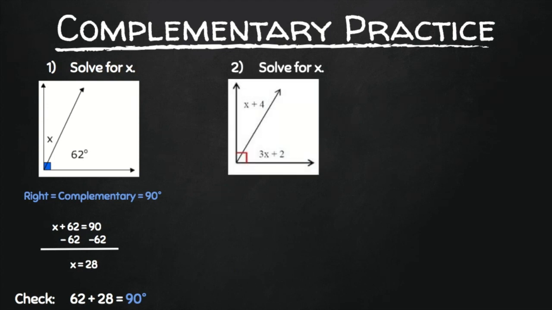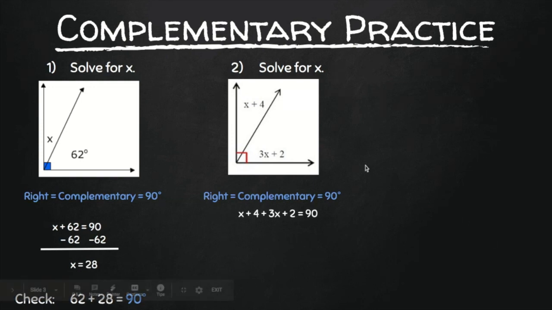This next problem is a little bit more challenging, but I think it's important to continue to challenge you guys right now. The process is still the same, but what you'll notice is that there are more terms and more variable terms included in the problem. I'm still going to use the same format because I see that it's a right angle. I know that they're complementary, which means they have to equal 90 degrees. So to write my equation, I'm going to take the measure of this angle, which is x plus 4, and I'm going to take the measure of this angle, which is 3x plus 2, and all of those together must add up and equal 90 degrees.